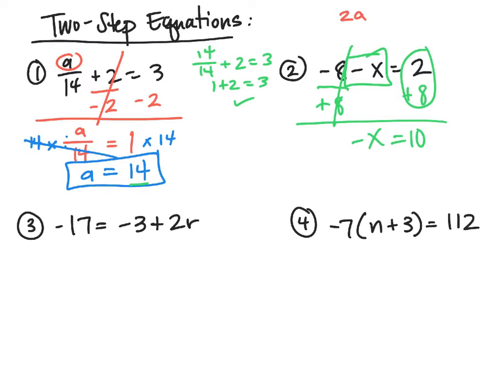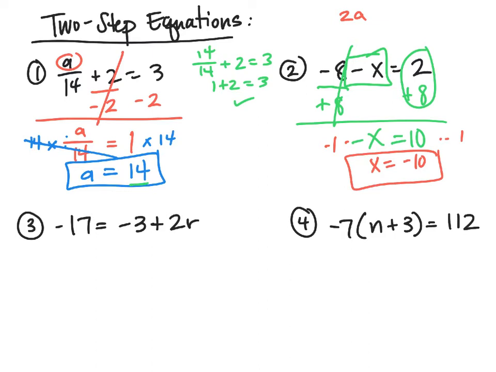Now, we cannot leave a negative variable. So there are a few things you can do when you have a negative variable. First thing, you can multiply by negative 1. You can divide by negative 1. And all of that's going to do is change the sign. And so if you were to just change the sign to x equals negative 10, that'd be fine too. But multiplying by negative 1 and dividing by negative 1 are also going to do that.